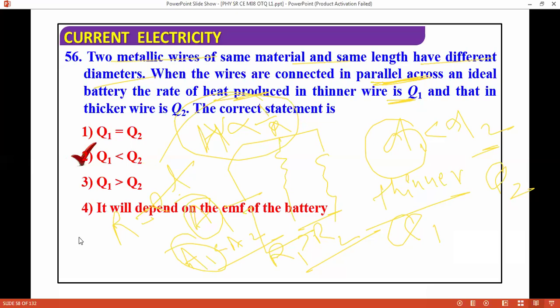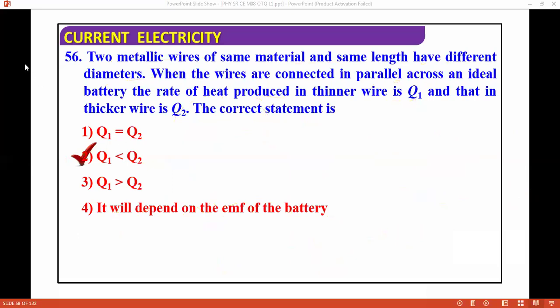Since it is inverse, R1 is greater than R2, so this will be less than. You can go through all the options. I already explained all the concepts. If you know, you know. If you don't know, think about why you don't know all these concepts. Okay, I'm moving on to the next question.